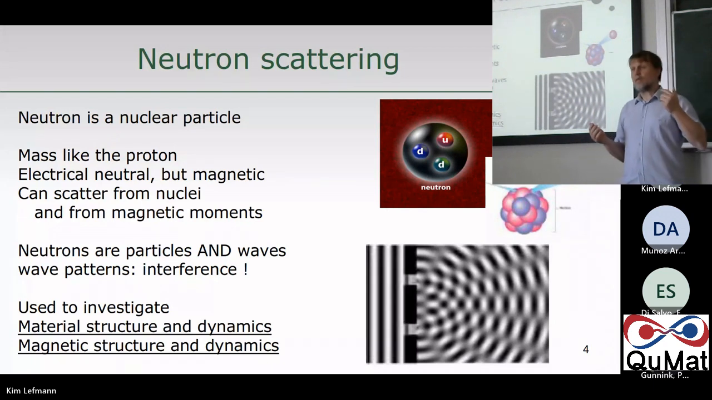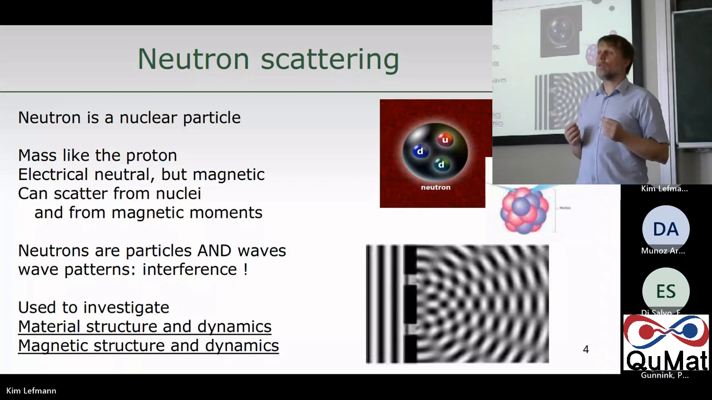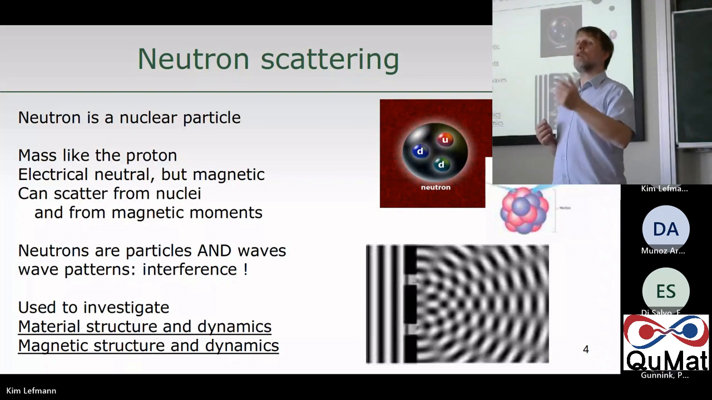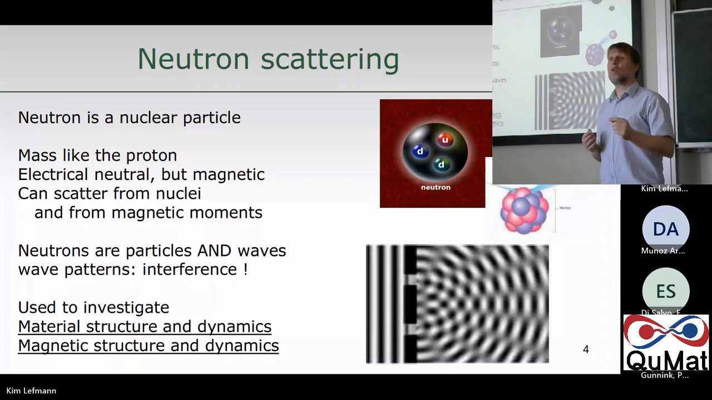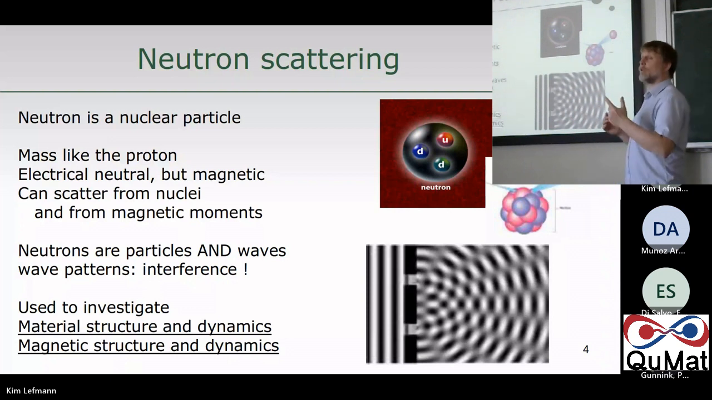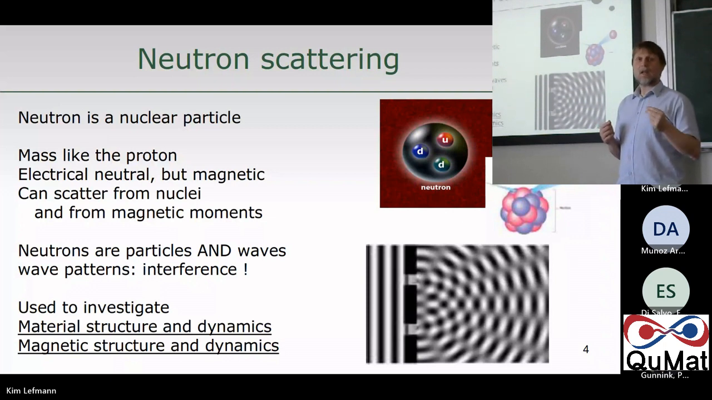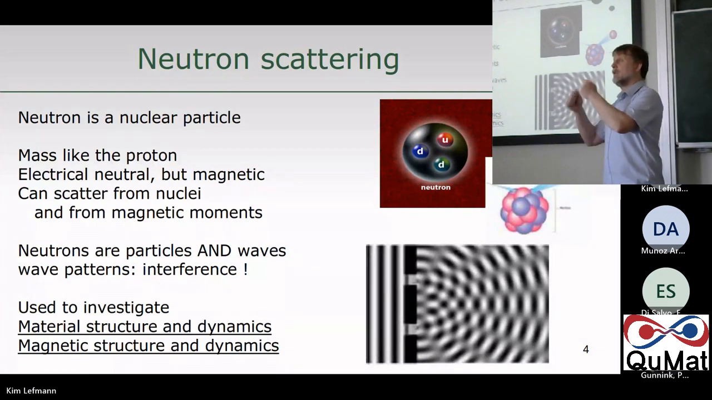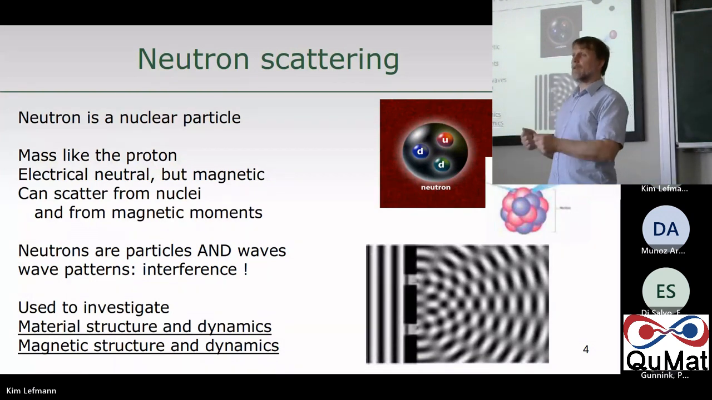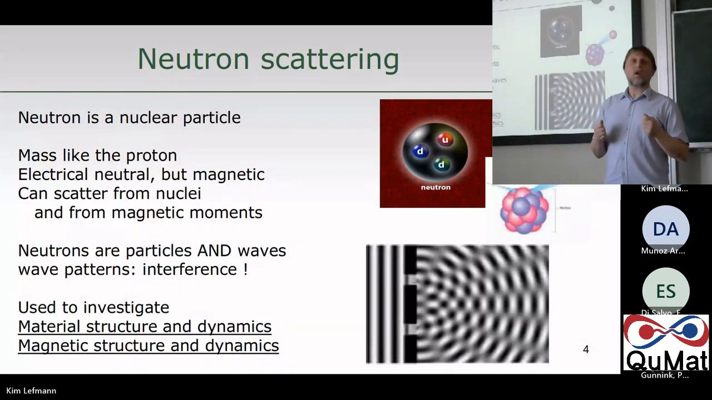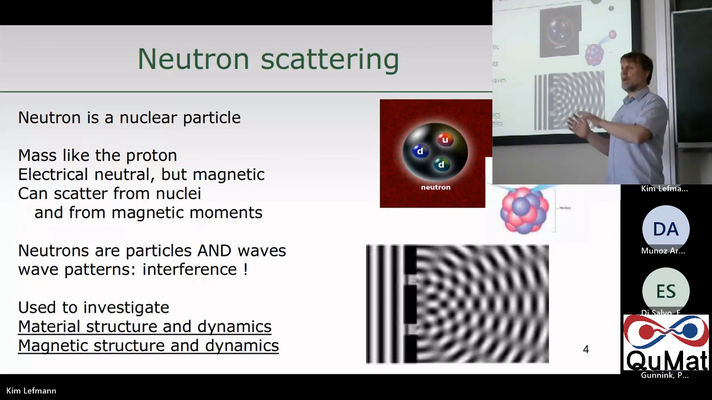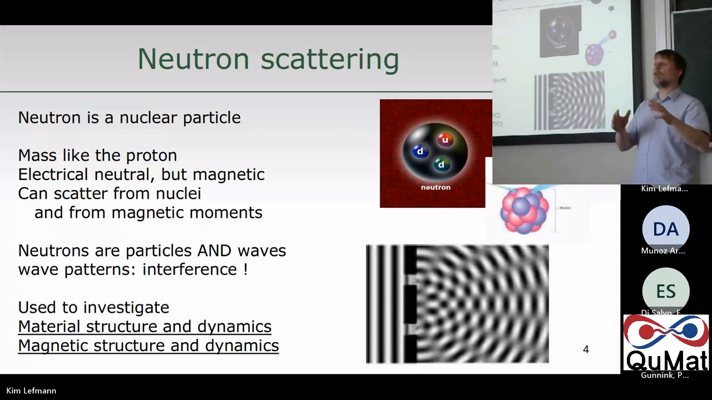But there's another thing with the neutron, which is that it has a magnetic moment, although being electrically neutral. It consists of three quarks, and the three quarks have different magnetic moments. Altogether, there is a net magnetic moment out of that. And that magnetic moment can feel or interact with atomic magnetic moments, and therefore neutron scattering is very sensitive to magnetism. Actually equally sensitive to magnetic structure as to nuclear structure.